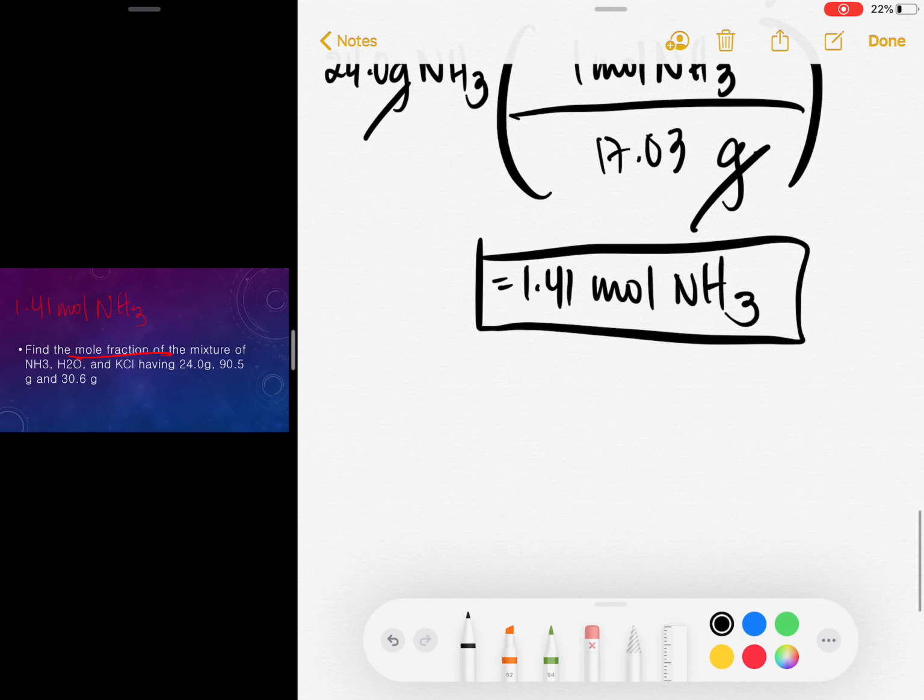Ayan. Ilan ang atoms ni hydrogen? 2. Si oxygen, 1. Multiply by their atomic weights. So, get the total of this. This is equal to 18.02. So, the conversion factor is 1 mole of water is equal to 18.02 grams.